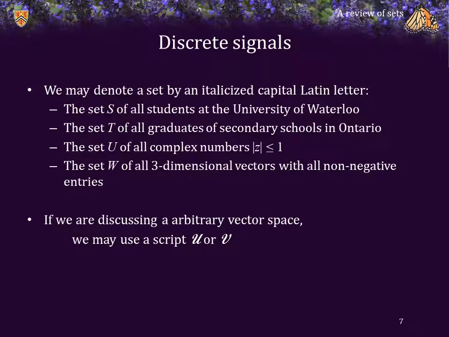If we are discussing an arbitrary vector space, where it could be the vector space of polynomials, or it could be 5-dimensional vectors or 3-dimensional vectors, it doesn't matter. We will describe such a vector space by a script capital U or capital V, perhaps capital W.